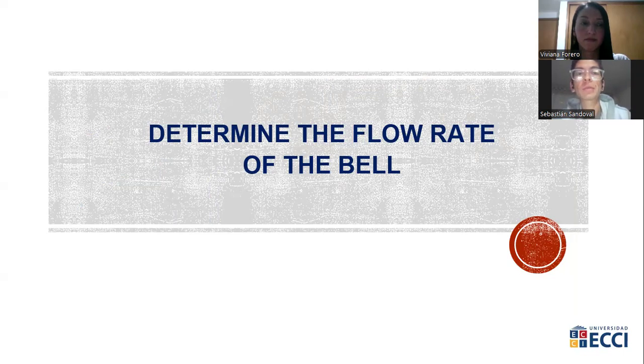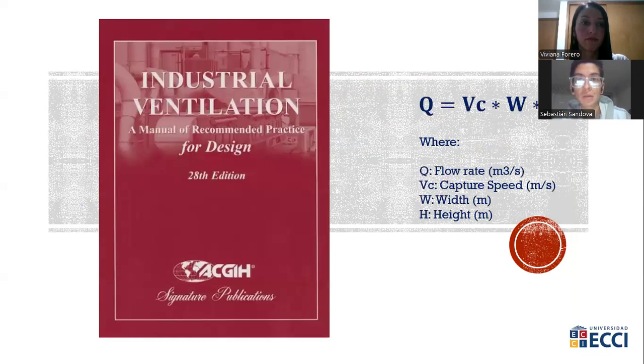Continue. Well, now we are going to determine the flow rate of the bell. To do this, we will use the following equation obtained from the Industrial Ventilation book by the American Conference of Governmental Industrial Hygienists: Q, where Q is flow rate in cubic meters per second, VC is capture speed in meters per second, W is width, H is height.